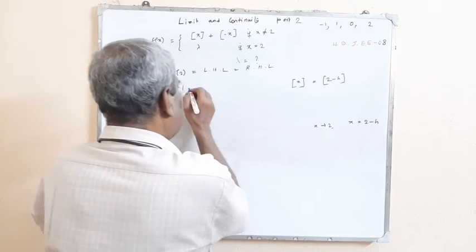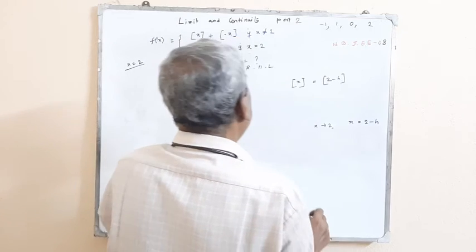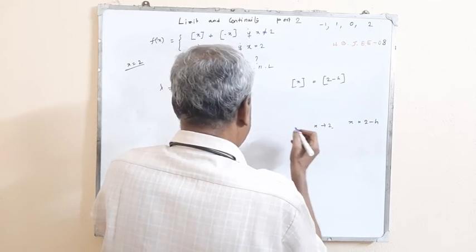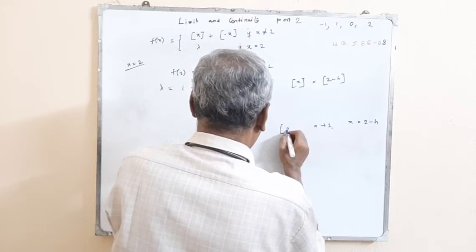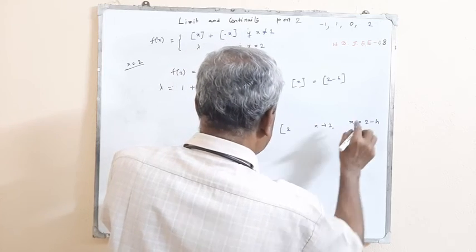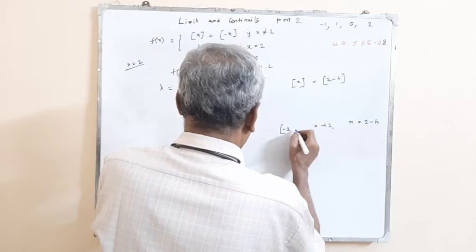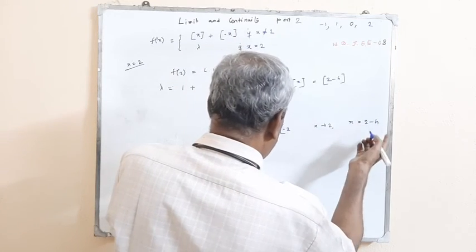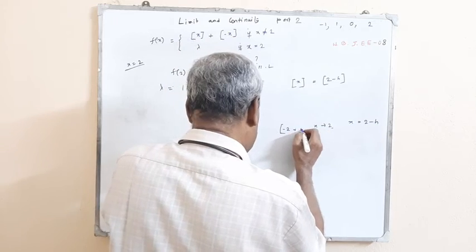Minus, plus, it is box of minus x. Minus x means the value of x is 2 minus h. So it is minus 2, minus 2, minus x means plus h.